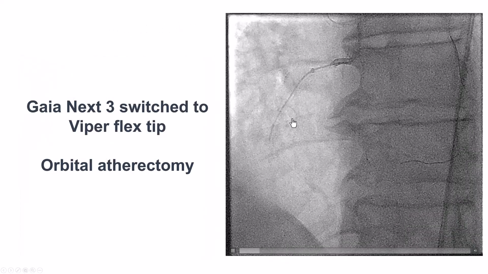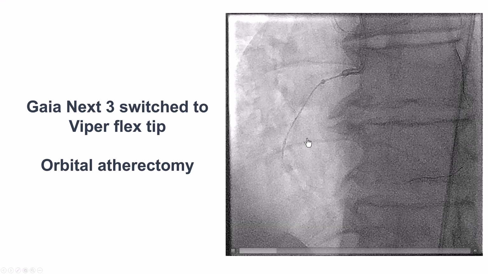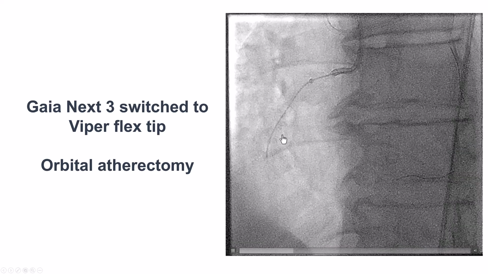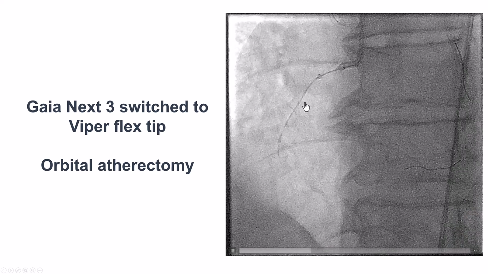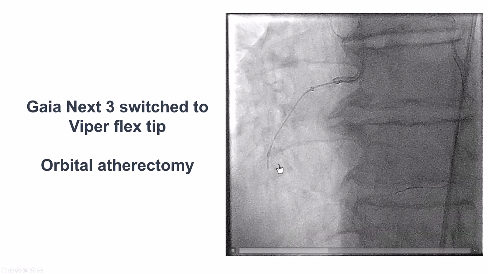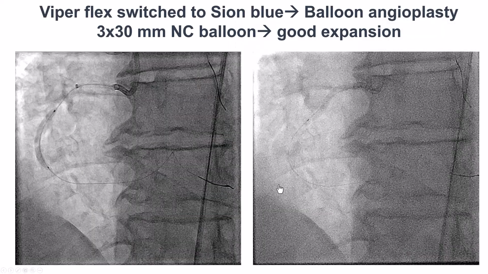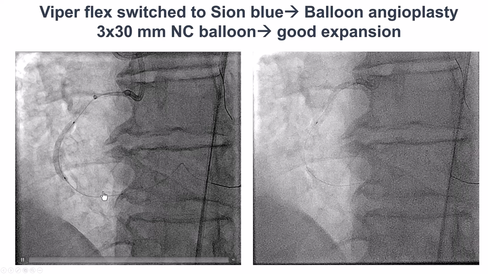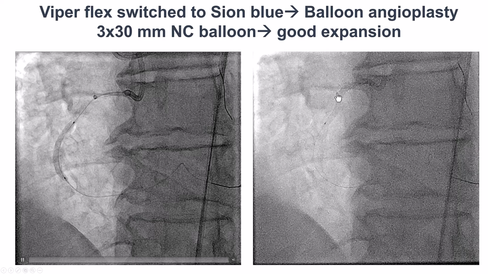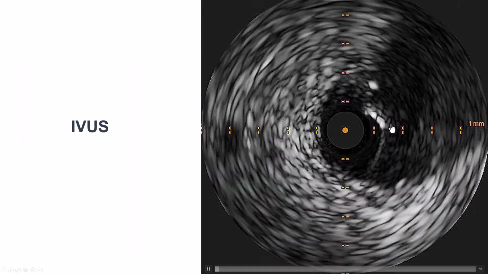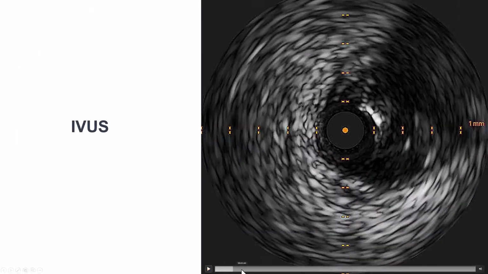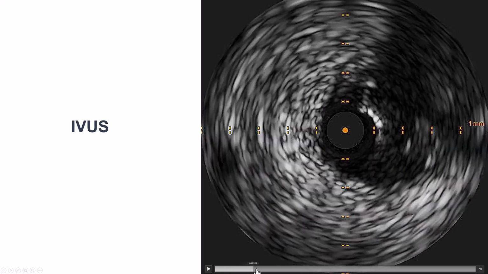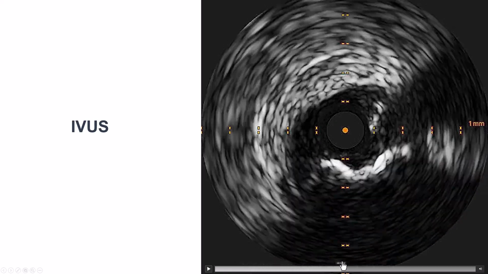Given the calcification proximally, we switched for a Viper Flex tip wire and did multiple rounds of orbital atherectomy in the proximal RCA. We did not go distally given the dissection in that area. And then we switched for a workhorse guide wire. We did multiple balloon dilatations that showed good expansion. And then we did intravascular ultrasound that demonstrated some calcification, but it was not circumferential.